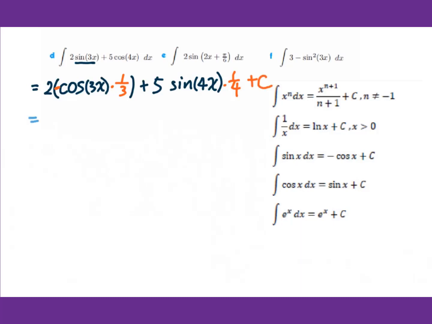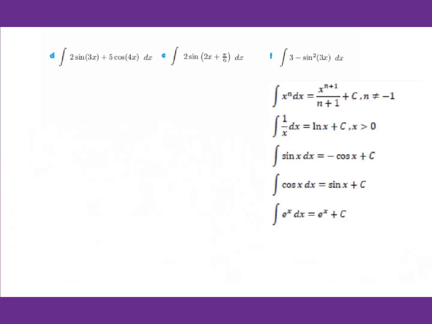So we organize, you will get negative 2 over 3 cosine 3x plus 5 over 4 sine 4x, then plus c.